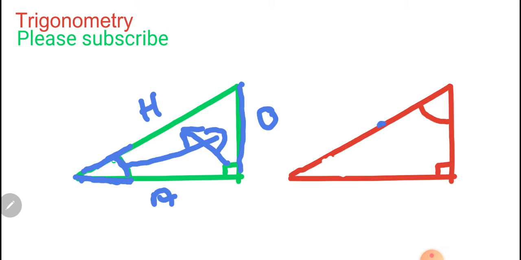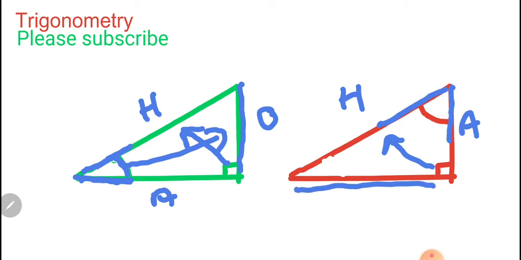again, there's two lines touching the angle. The longest line will always be called the hypotenuse. So the one opposite the right angle is always called the hypotenuse. The other one will be called the adjacent. And as you can see, this line here is not touching the angle at all, and this one we call the opposite. It's opposite to the angle.